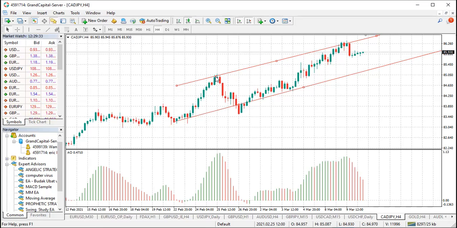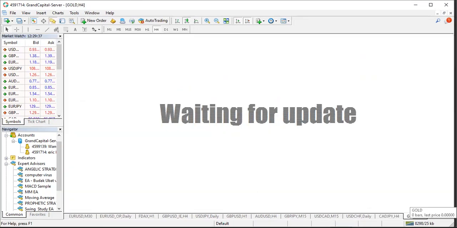Then another pattern you should check on. I don't know if gold gave a good pattern. Check on gold. Okay, leave alone gold. Let me check another one.